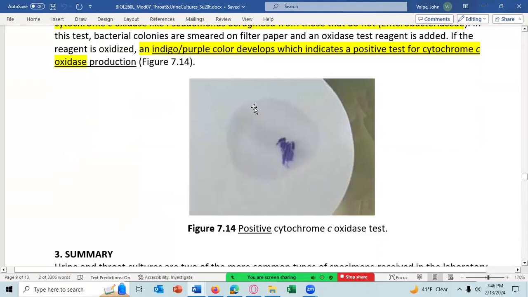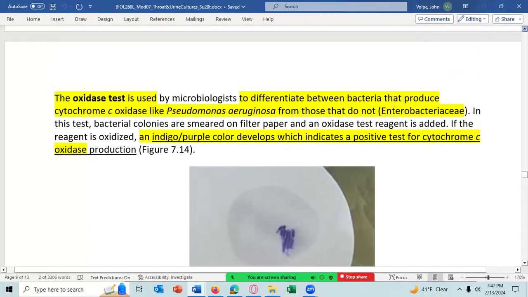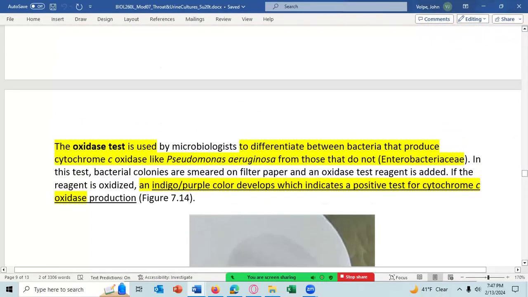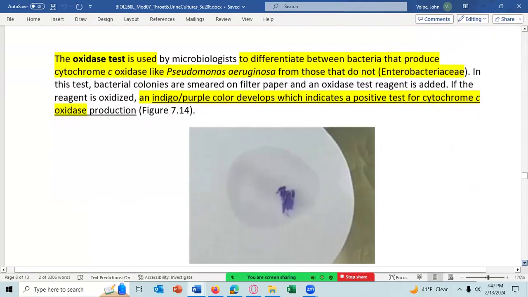E. coli, which is oxidase negative, will not show up blue or purple in the oxidase test. Any question about any of that? All right, so the oxidase test is the main test to distinguish between the family Pseudomonaceae and Enterobacteriaceae, which are both small gram-negative rods.